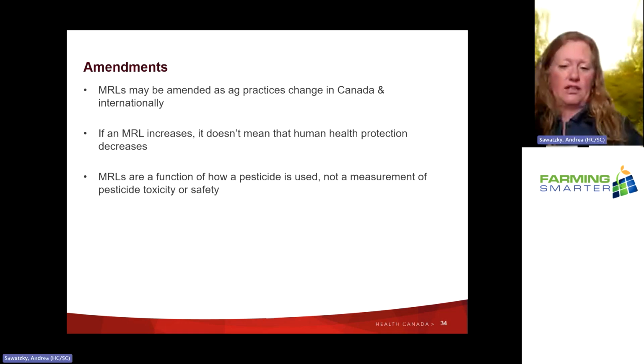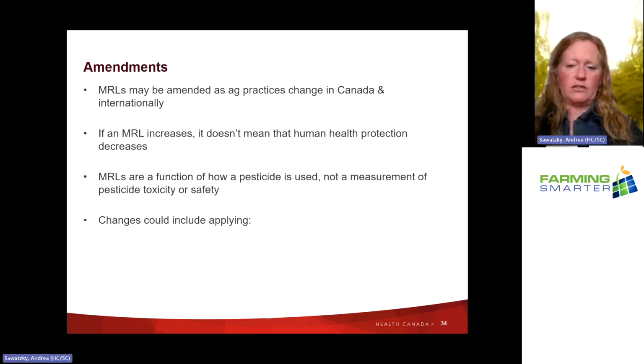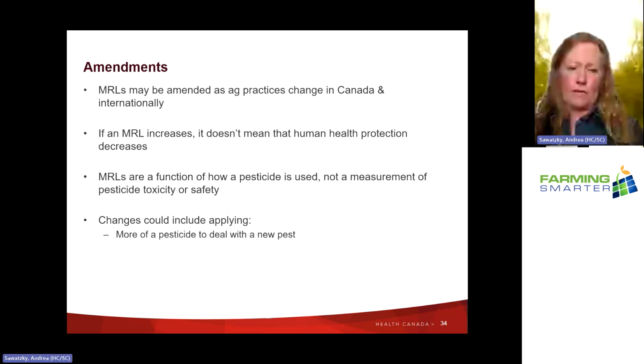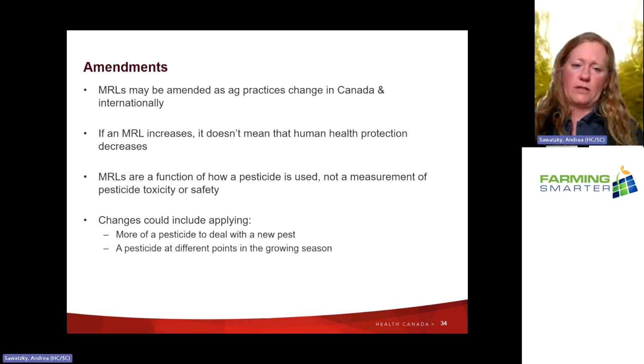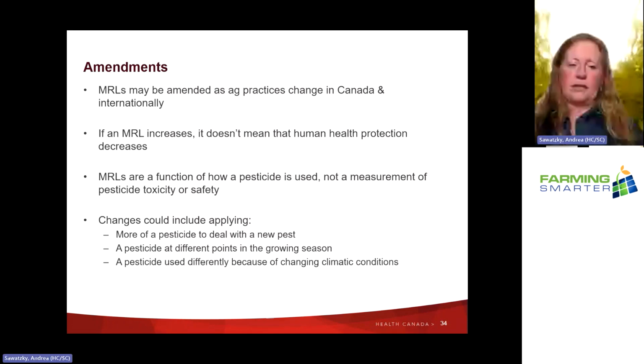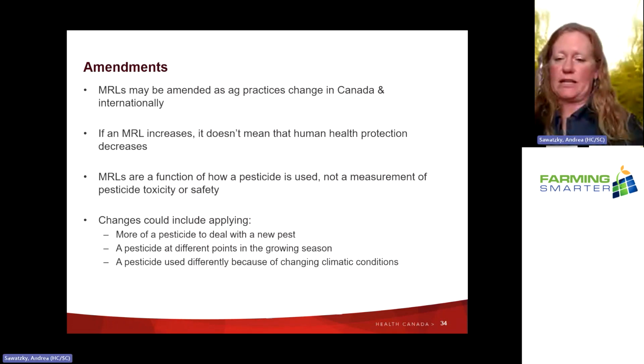These changes could include applying more of a pesticide to deal with a new pest, or applying a pesticide at different points in a growing season, like beginning, middle, end. A pesticide used differently because of changing climatic conditions could be another one.